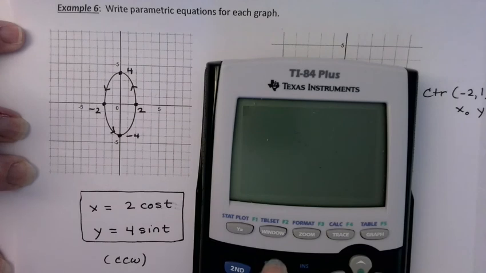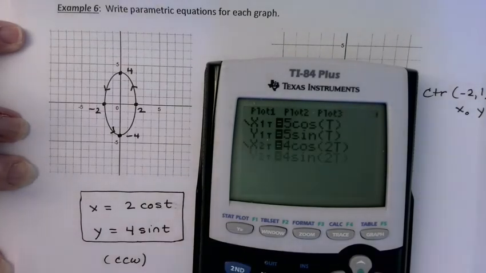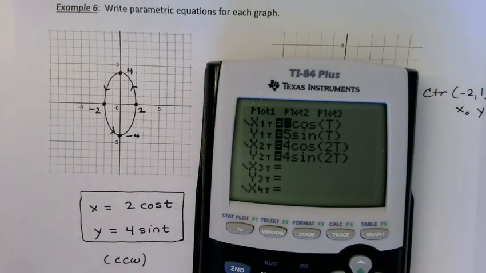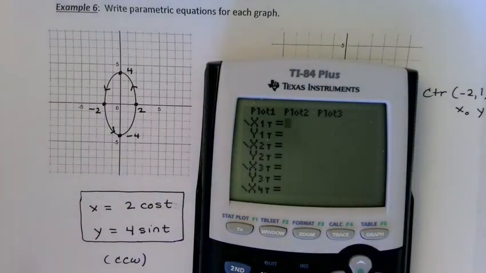If you go into mode, usually we're in function mode, but I'm going to change that over and make it PAR for parametric mode. And now when I hit my y equal, it's actually going to ask me for different forms. It's going to have parametric forms. Let me get this old stuff out of here. There. Notice how for each graph it asks me for an x of t and a y of t. That's exactly what I want for parametric equations.